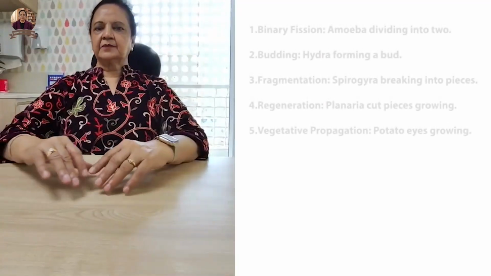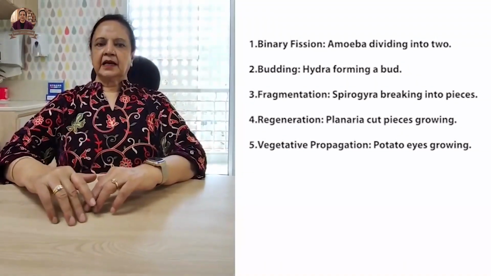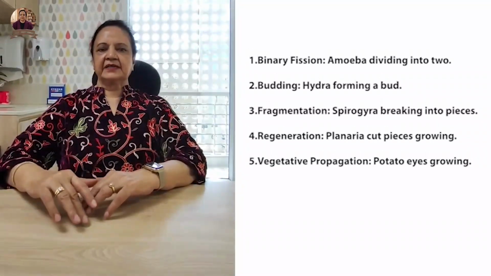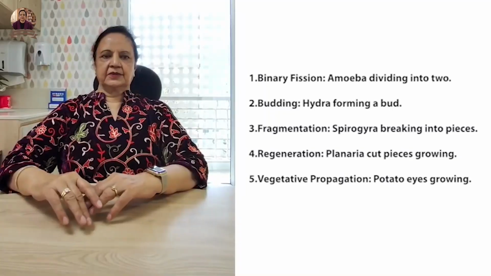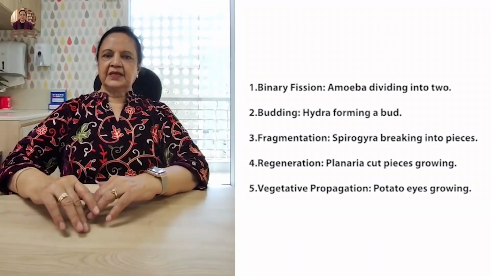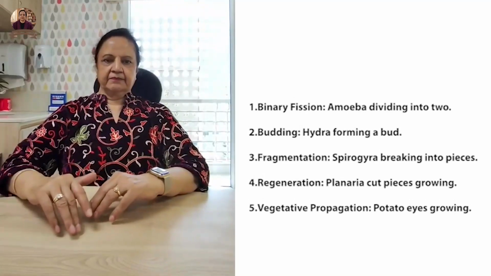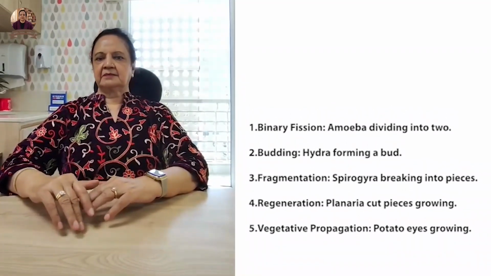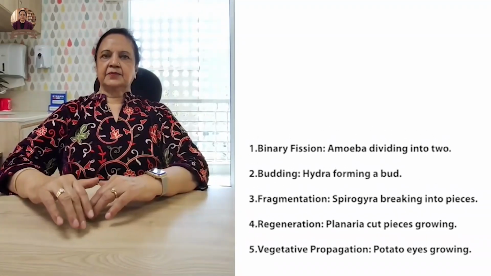Binary fission: amoeba divides into two equal daughters. Budding: hydra forms a bud that detaches. Fragmentation: Spirogyra breaks, and each fragment grows. Regeneration: planaria pieces regrow into the whole organism. Vegetative propagation: new plants from stem, like in potato, and leaves, like in bryophyllum.